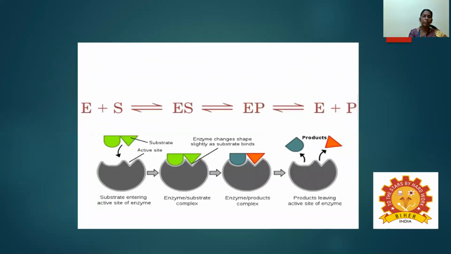So what is the mechanism? The enzyme combines with the substrate to form an enzyme-substrate complex. Then it proceeds to form the enzyme-product complex, and finally it releases the enzyme plus the product. Here we have to find out what type of enzyme it is, a normal enzyme or an allosteric or regulatory enzyme. Depending on the mechanism, there can be slight changes.